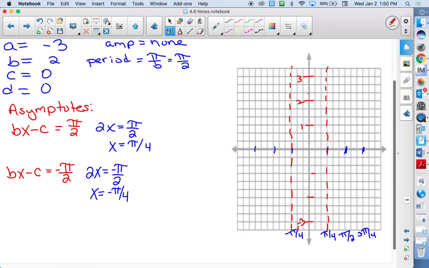Where would another asymptote be located, even though we didn't find it? Brandon? Right, negative 3 pi over 4. Because it has to skip a point because in the middle we have to have an x-intercept. And then positive 3 pi over 4. So we always need an x-intercept in the middle of our asymptotes.